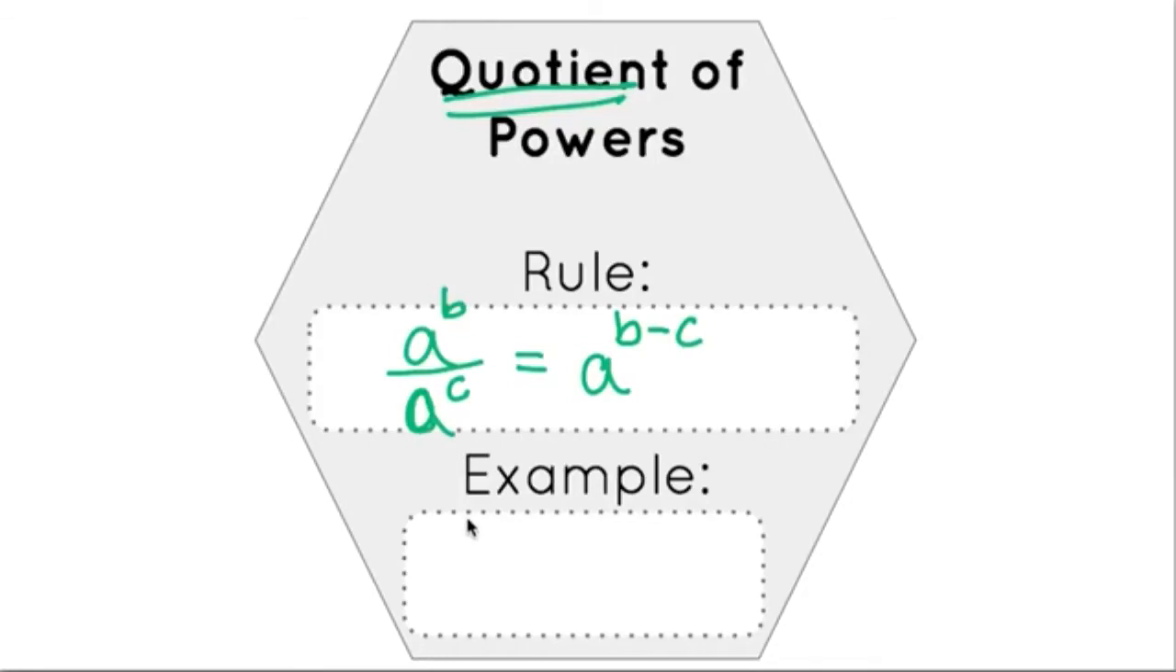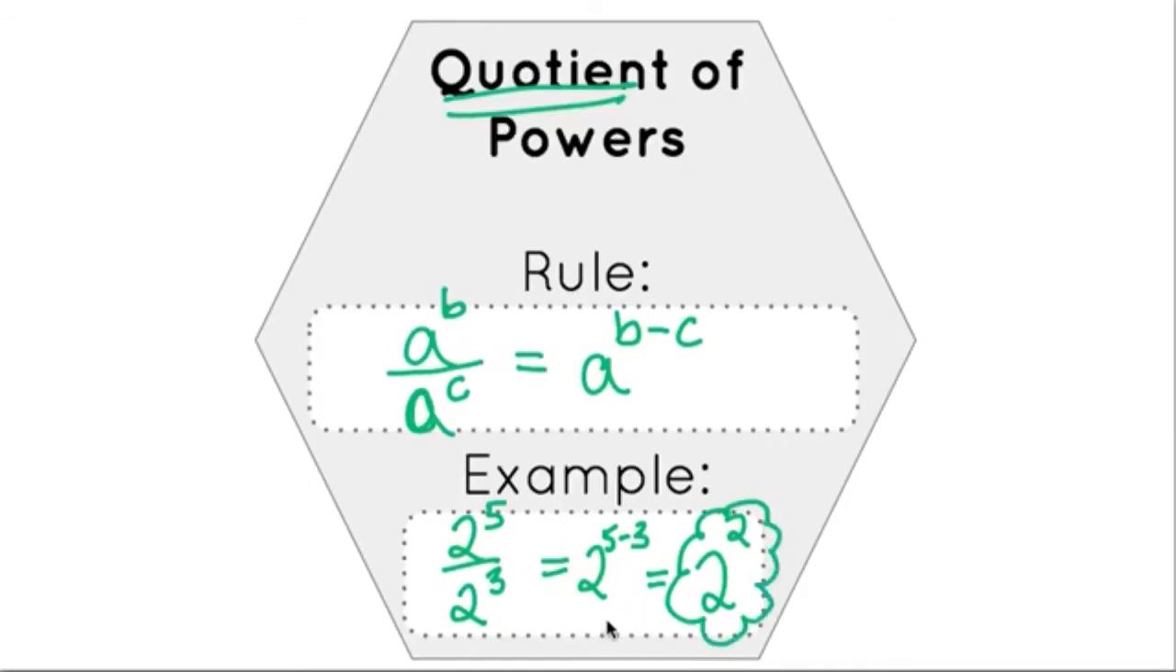So for an example, we could have 2 to the fifth power over 2 to the third power. And that would equal 2 to the 5 minus 3, which is 2 to the second power. And again, you can skip this middle section. That's optional.